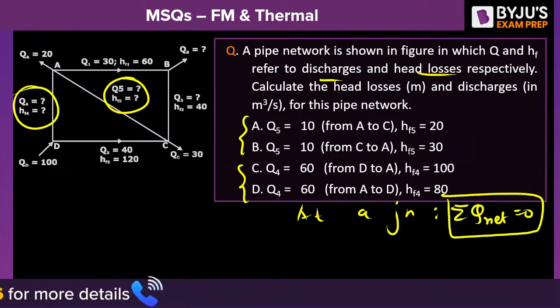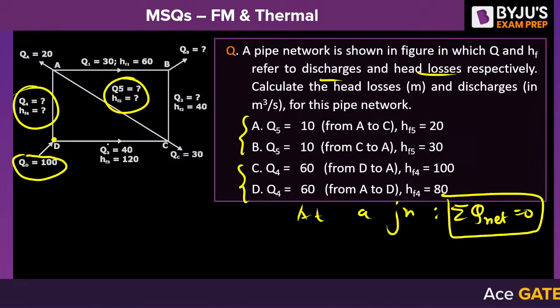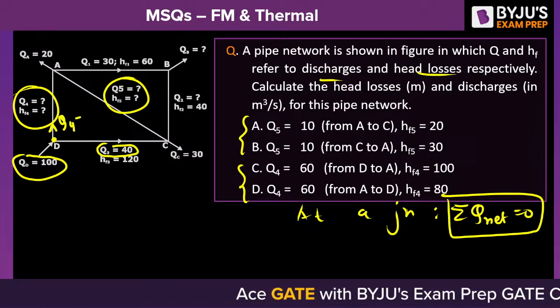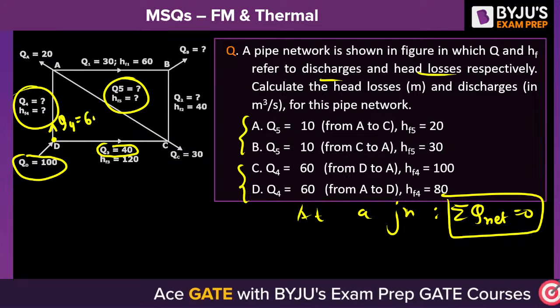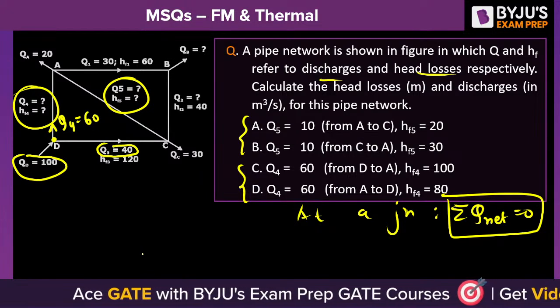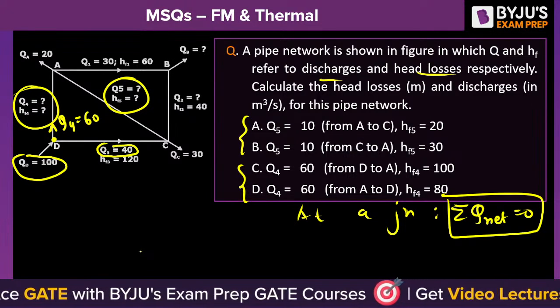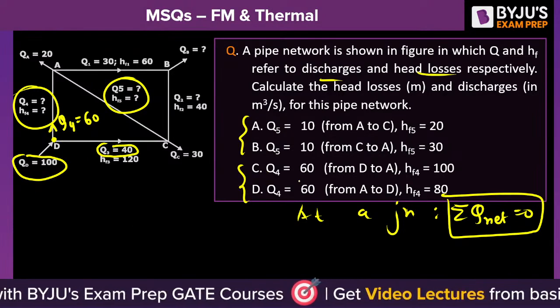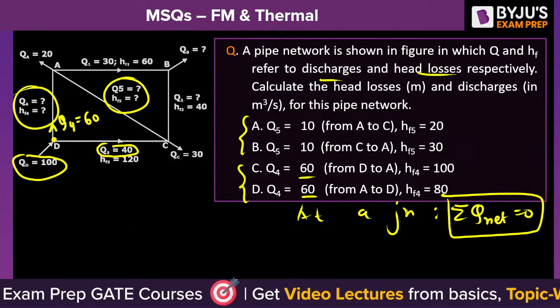At a junction the net flow rate will be 0. This is junction D. Discharge entering is 100 and discharge leaving here is 30. So do you agree the remaining discharge will leave from here? Q4 will be equal to 100 minus 40, that is 60. Q4 will be 60. Are you getting it?